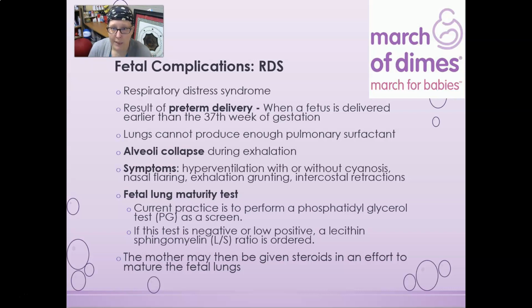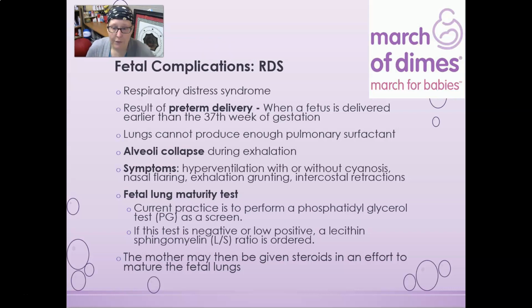So one of the things to do if we suspect preterm delivery is to do a fetal lung maturity test. The current practice is to perform a phosphatidylglycerol test, or PG test, as a screen to see if the lungs are mature enough for the baby to be delivered. If this test is negative or low positive, then a lecithin-sphingomyelin ratio could be ordered.